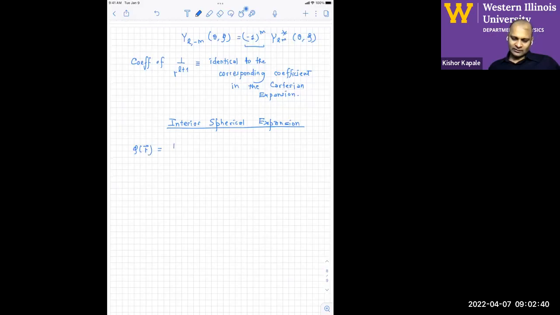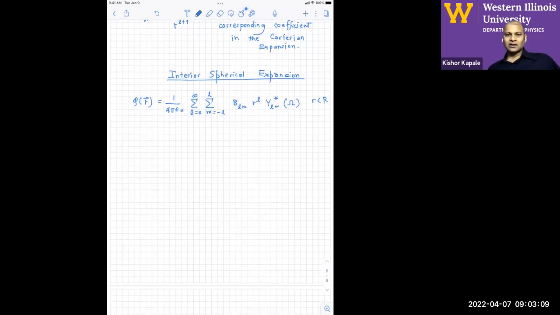So again, the idea is the same. 1 over 4 pi epsilon 0, sum over L, sum over M. Then the coefficients BLM, that's the integral over the charge distribution, r to the power L, Y_LM star of omega for r less than r. So this is interior. We are inside of that imaginary sphere of radius r. And of course, then you need to specify what the BLMs are going to be.